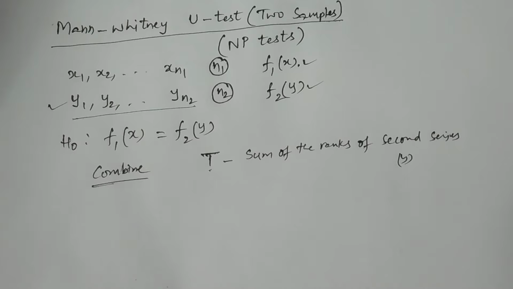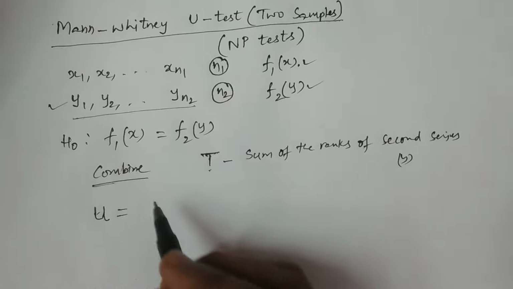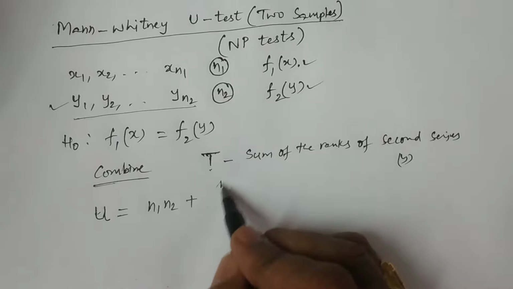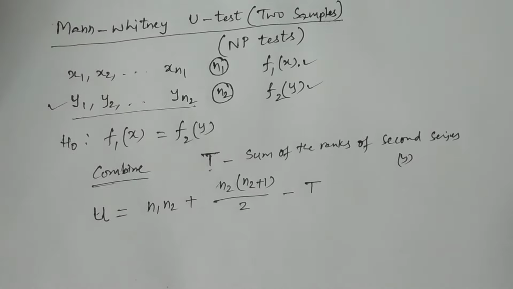Based on T, Mann and Whitney have defined the statistic U. U is equal to n1 n2 plus n2 into (n2 plus 1) divided by 2, minus T. This is the statistic U defined on T. You can easily understand that this statistic mainly depends on n2, the observations of the second sample, the sum of the ranks of the second sample, that is T.